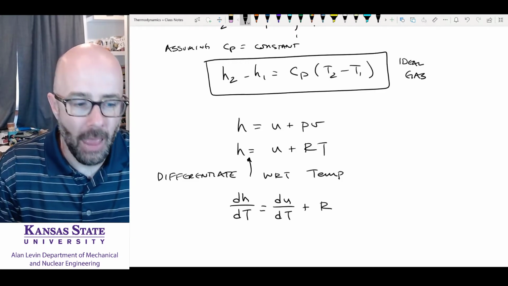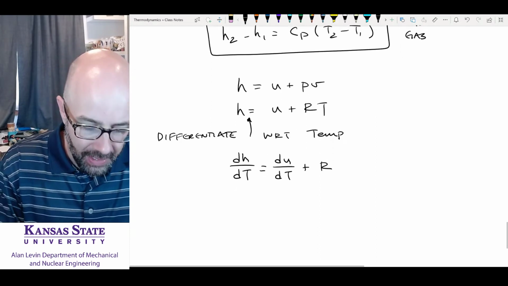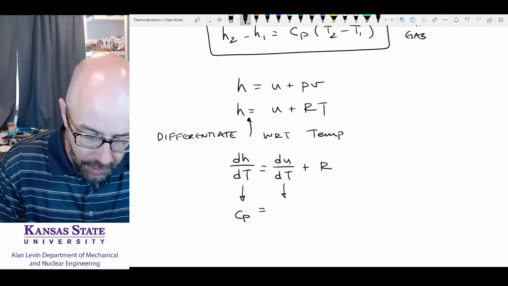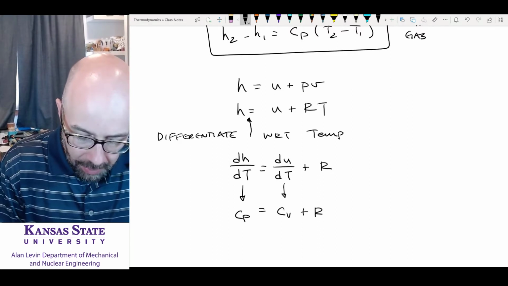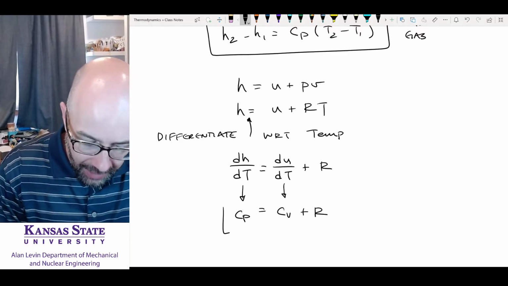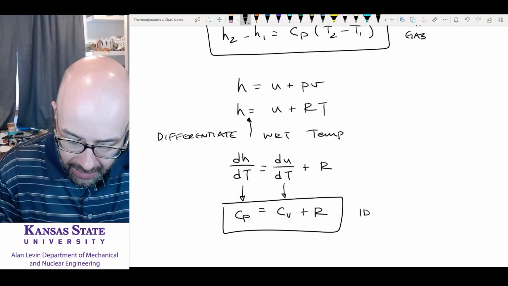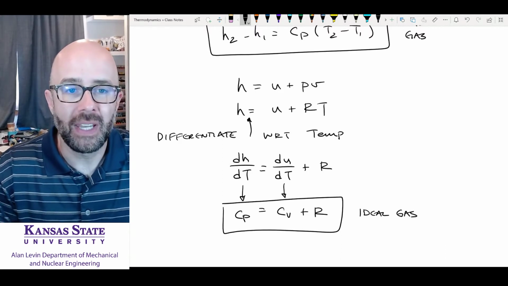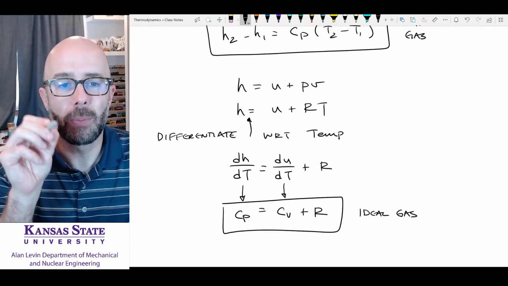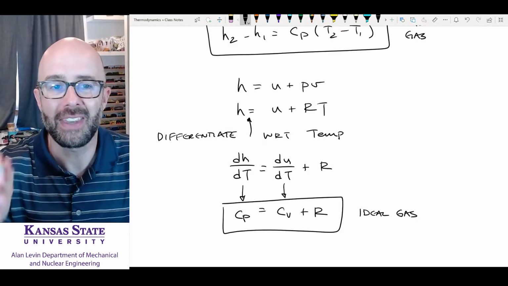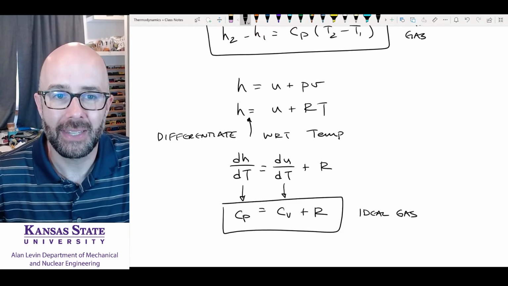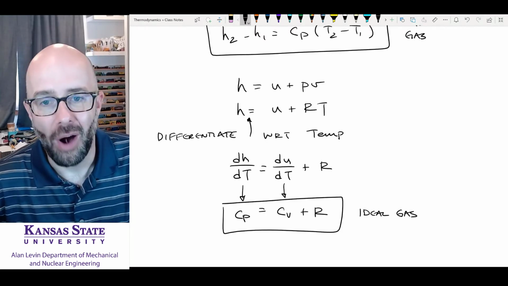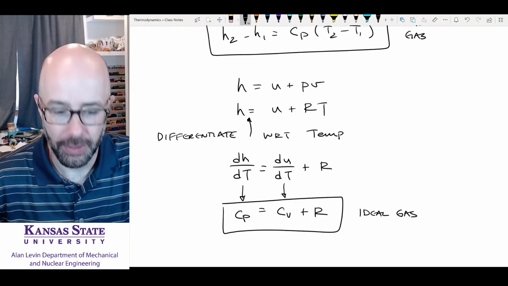Okay? What is this telling us? This is really saying C sub P is equal to C sub V plus R. So for ideal gases, we can convert between C sub P and C sub V by this equation, by taking C sub V plus R, or C sub P minus R, and getting C sub V. This is what we can do.